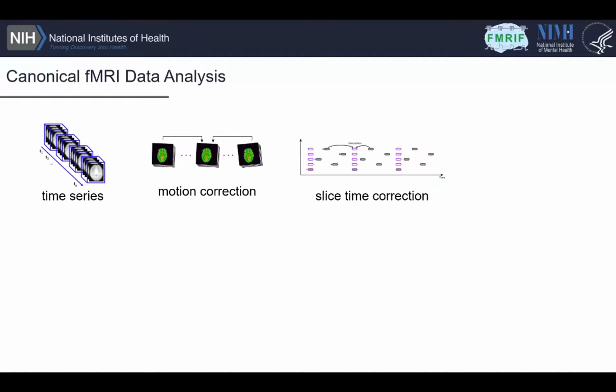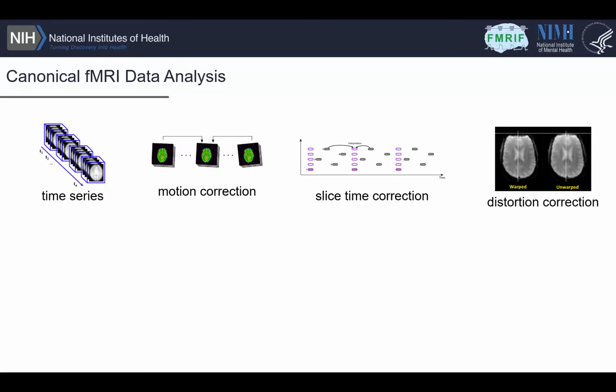And we often just group these as one singular block, as if they were all collected at the same time, but they're not. And so we need some kind of mechanism to actually line up the time series from different slices to make sure that they are happening at the same time. And that's often some kind of interpolation mechanism.